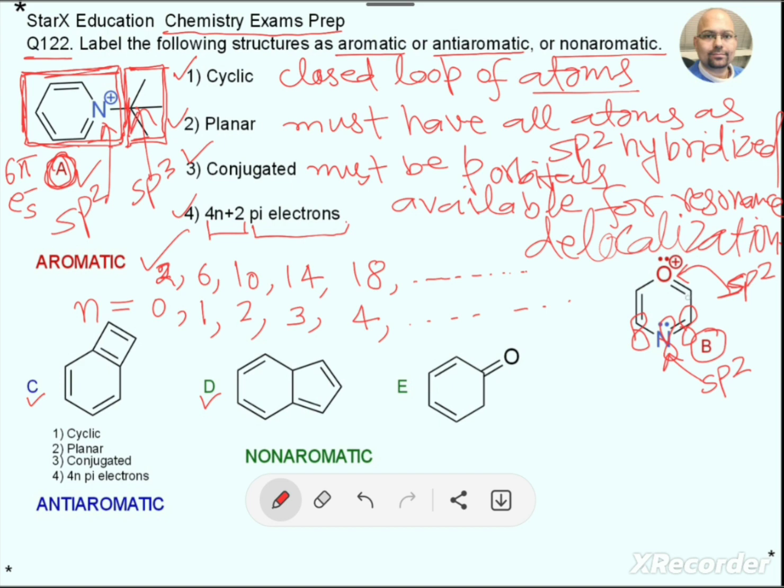It's a cyclic species, it's conjugated, and there are 4n plus 2 pi electrons. Now there are 6 pi electrons here that are taking part in the resonance delocalization, and that makes it an aromatic compound. The lone pair on nitrogen does not take part in that delocalization. It resides in an sp2 hybridized orbital, and in the same way the lone pair of electrons on the oxygen atom is also in an sp2 hybridized orbital. Therefore, this species is aromatic.